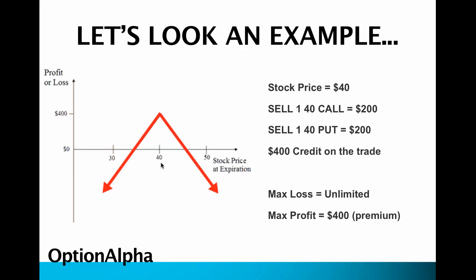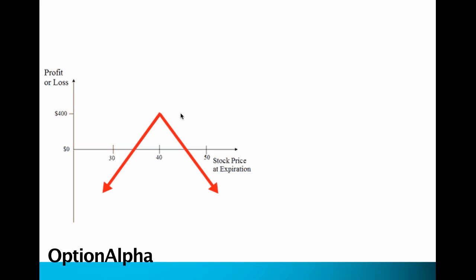The maximum profit you can make on this strategy is $400. And that is the credit that you received for selling these options. You can't make any more than that. And notice on my chart here how the profit loss diagram is capped at $400.